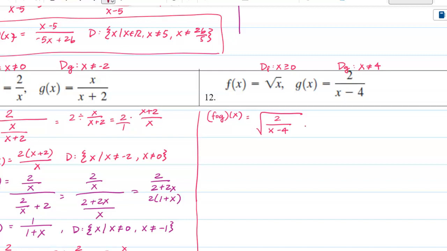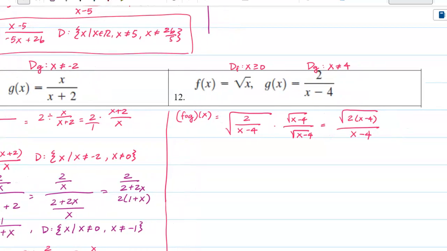We can't have a square root in the denominator. I'm going to go ahead and do that. So it becomes the square root of 2 times x minus 4. X minus 4 comes out.